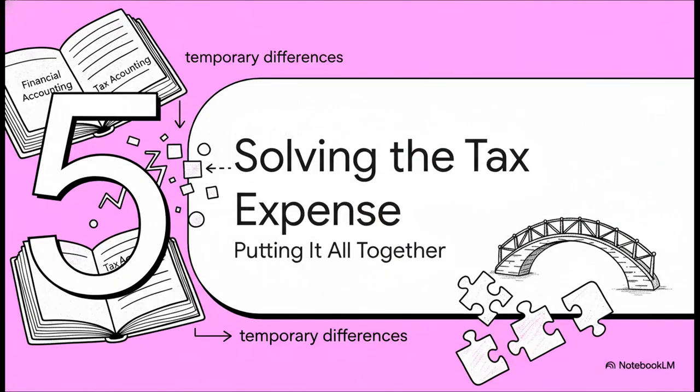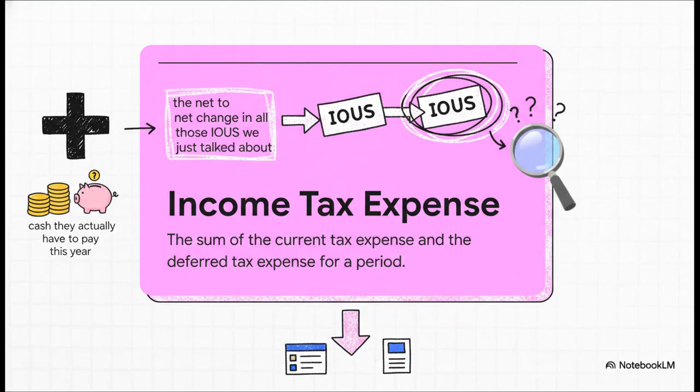So let's recap. We've got two sets of books, we've got temporary differences creating a timing gap between them, and we've got deferred taxes acting as the bridge. Now finally, we have all the pieces to put this puzzle together and solve that mystery from the beginning. And here it is. This is the big reveal. That income tax expense you see on the income statement isn't just one number. It's actually a super simple formula.